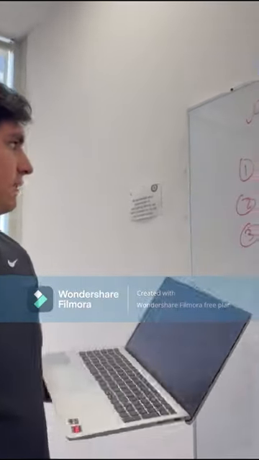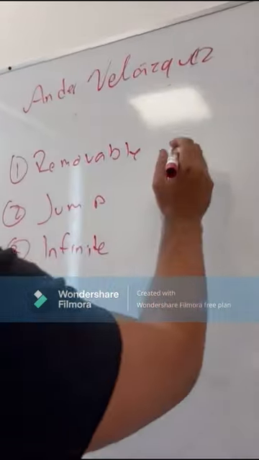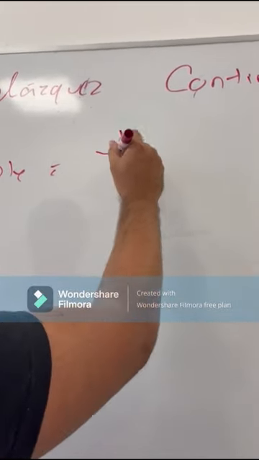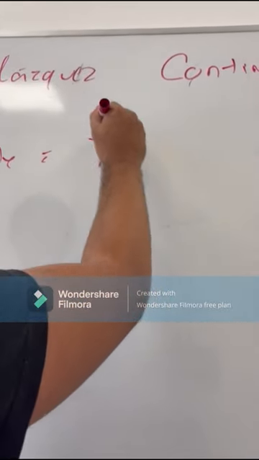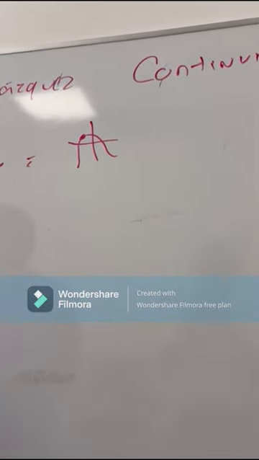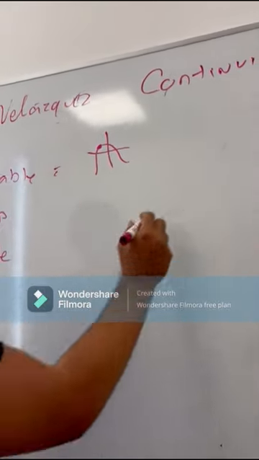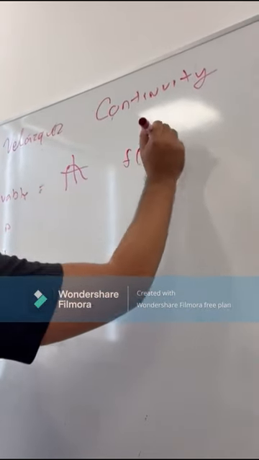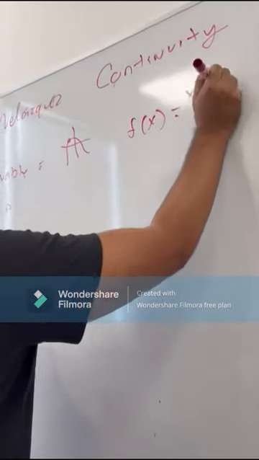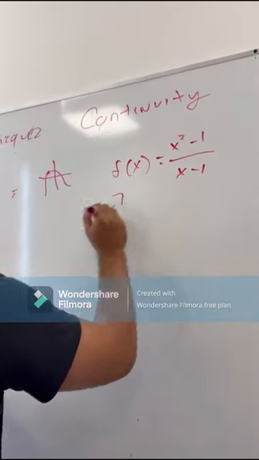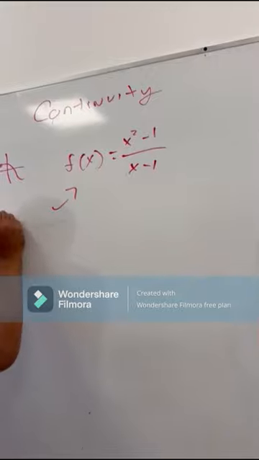Well, the removable discontinuity happens when there's a hole in the graph. Let's see that there's a graph here, and this is continuous, and we have a hole here. That's a removable discontinuity. So we will have this example, f(x) equals (x squared minus 1) over (x minus 1). I want to clarify that this one is the simple example.